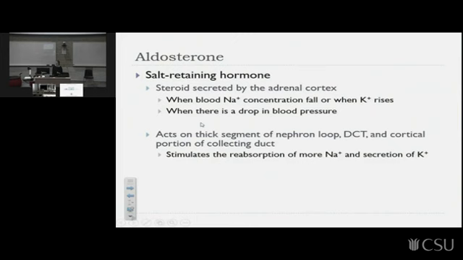So aldosterone acts on the thick segment of the nephron loop, the distal convoluted tubule, and the cortical portion of the collecting duct. So that's the portion of the collecting duct that's still sitting up the top in the renal cortex before it comes into the renal medulla. So this works to stimulate the reabsorption of more sodium and the secretion of potassium. Okay, so aldosterone's main aim essentially is to regulate the amount of salt that we have floating around in the body.